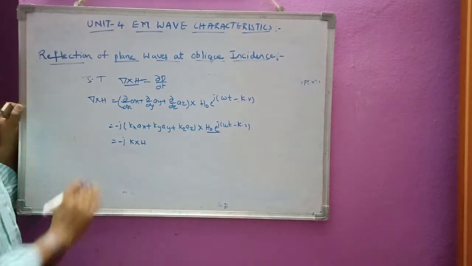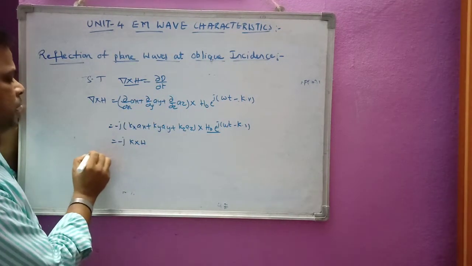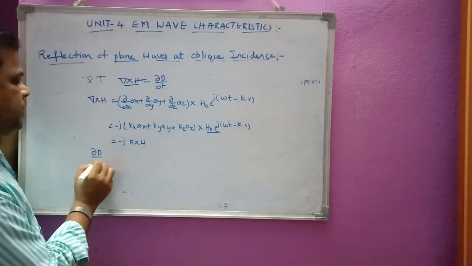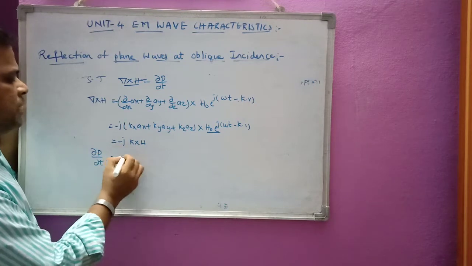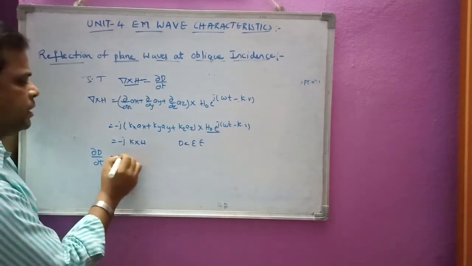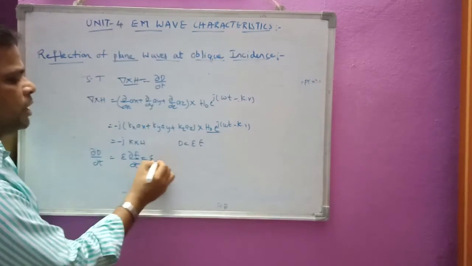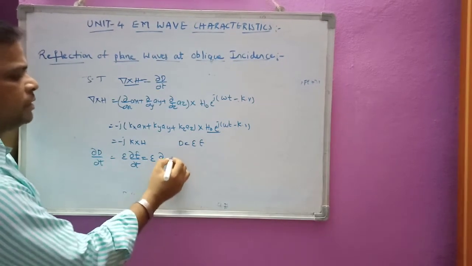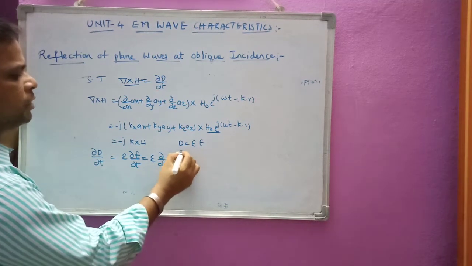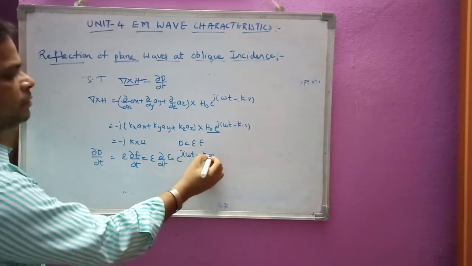So we have got this one, and similarly I have to take the left hand side here, ∂D/∂t. ∂D/∂t is equal to, D is actually equal to epsilon into E, so I can write epsilon into ∂E/∂t. Now epsilon into ∂/∂t of E I have to take, that is E0 into e^(j(ωt − k·r)) I can write here.